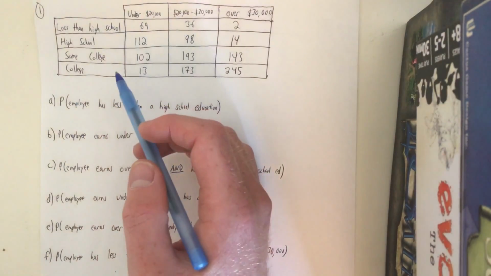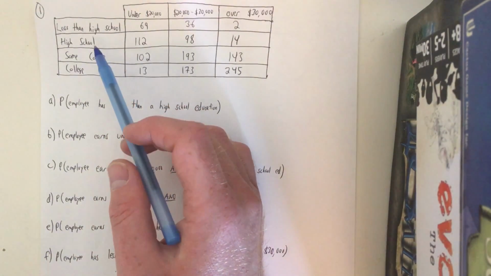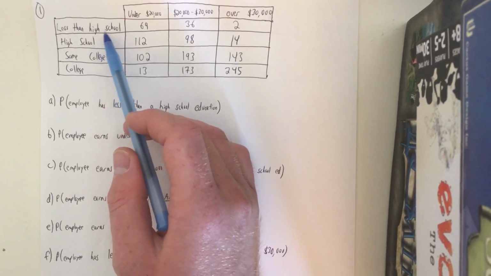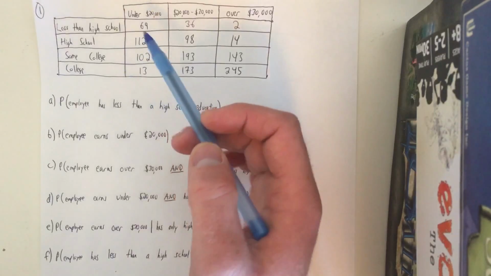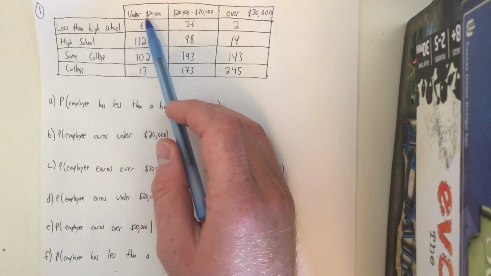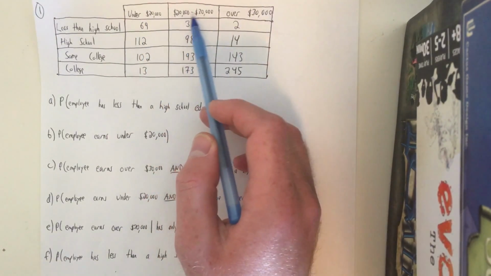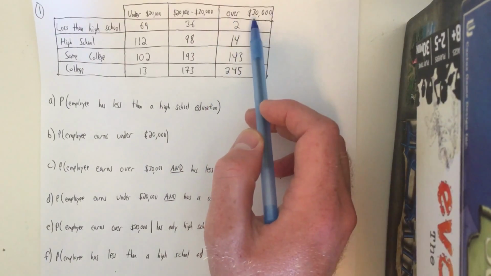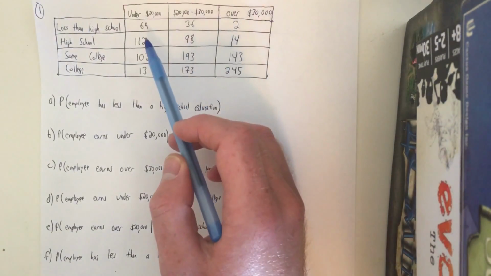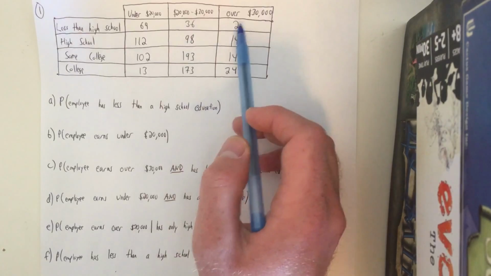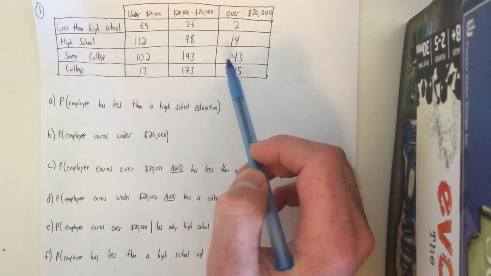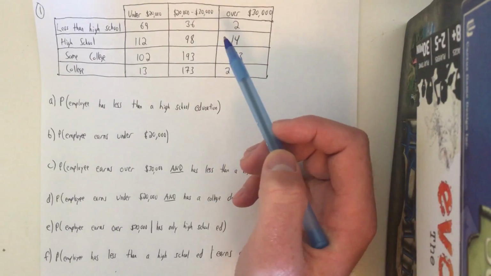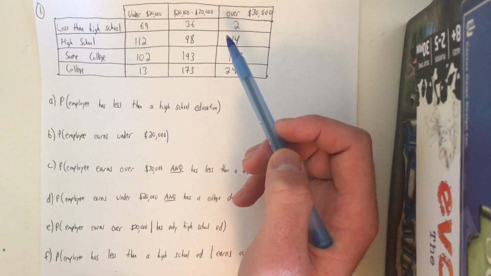What we first notice is a table here. We have a table with less than high school education, high school, some college, and college. And we have people making under $20,000, between $20,000 and $30,000, and over $30,000. And over here we have the corresponding numbers of people that fit into each one of those categories. So that's just the background of what's happening here.